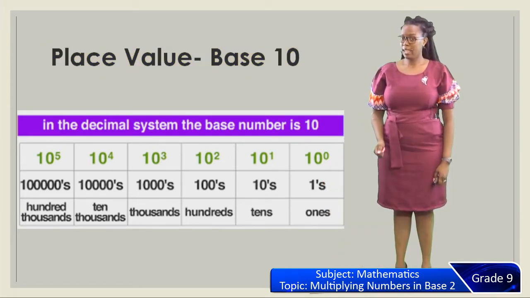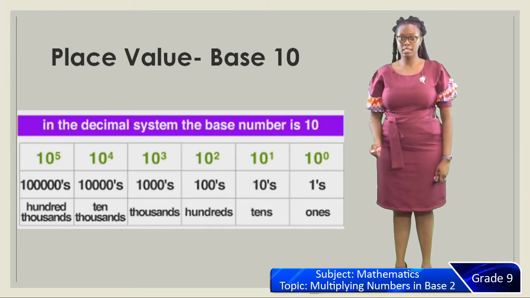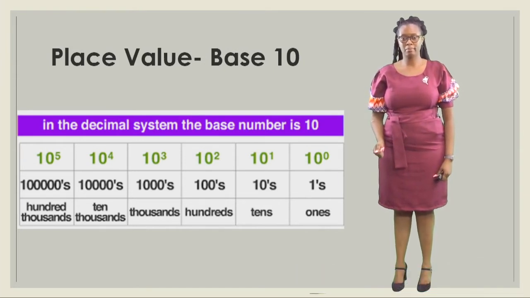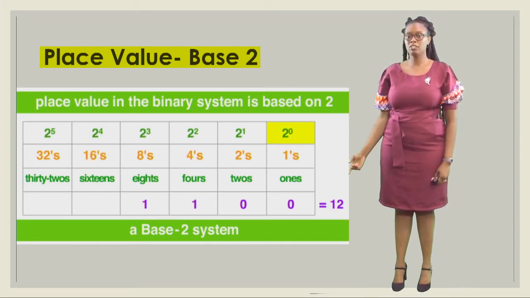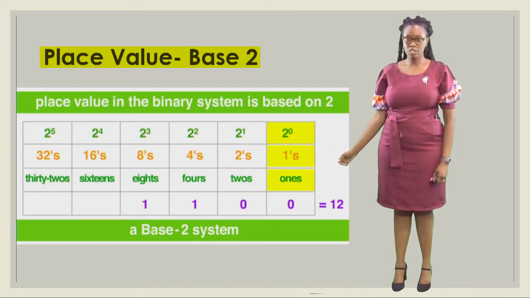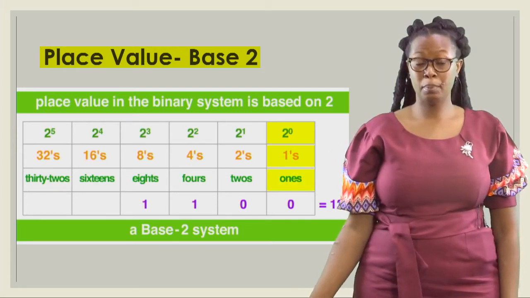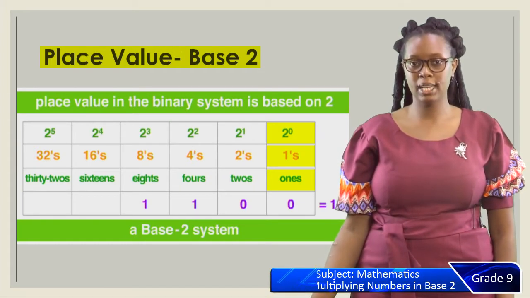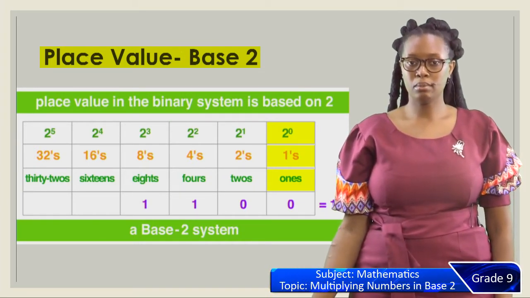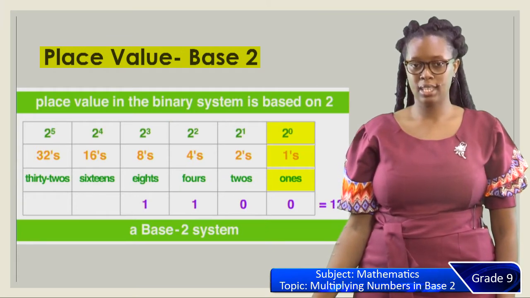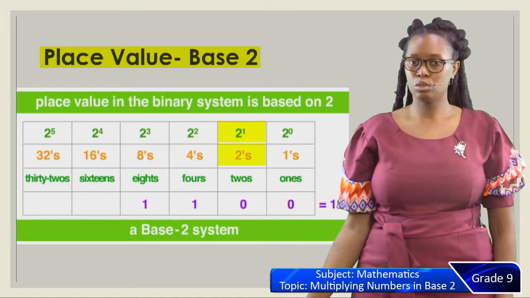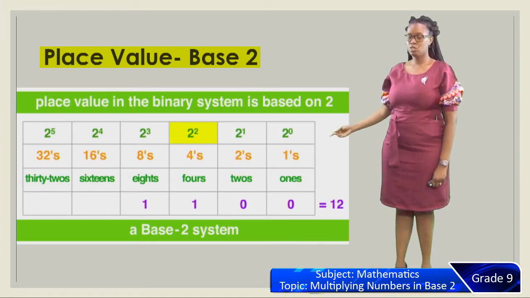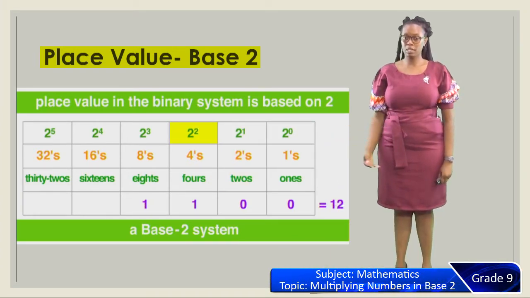Since we're going to be multiplying numbers in base 2, we are going to explore the base 2 number system. So, as usual, we start with 2 and we raise it to the power of 0, and any number raised to the power of 0 would give us 1. So the first place value in the base 2 number system would be 1s. Then we have 2 raised to the power of 1, and that would give us 2s. Then we have base 2 raised to the power of 2, and that would give us 4.